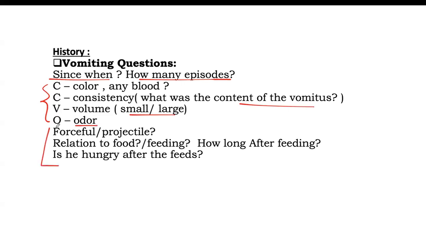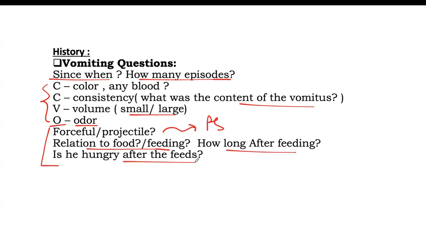Now, in any vomiting, we want to make sure that it is forceful or projectile, because forceful projectile vomiting can indicate pyloric stenosis. So ask the parent, by any chance, is the vomiting forceful or projectile? Have you noticed that this vomiting has any relationship to feeding? If there is a relationship to feeding, how long after feeding does he vomit?